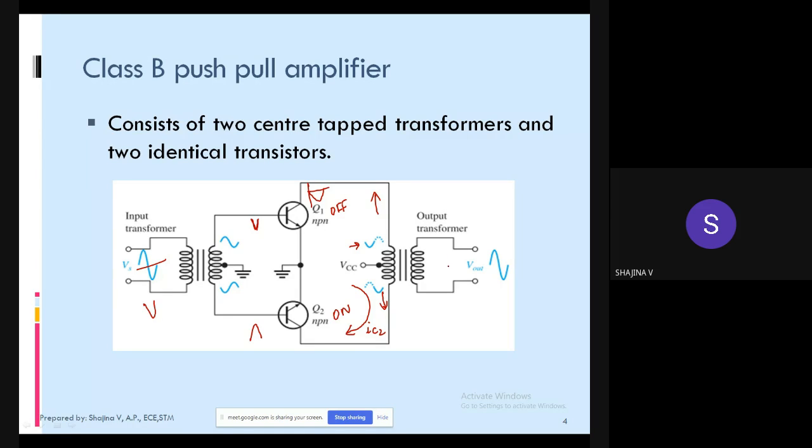Okay, so at the output transformer, the function of the output transformer is to combine these two signals, that is you are available with the 2 signals at the primary of this transformer. So this output transformer is used to combine both these signals and produce the complete cycle of output signal. Okay, so output transformer joins the 2 halves of the primary input signals, or we can say collector current, and produce a full sinusoidal wave at the load resistor. Okay, so this is the operation of class B push-pull amplifier.